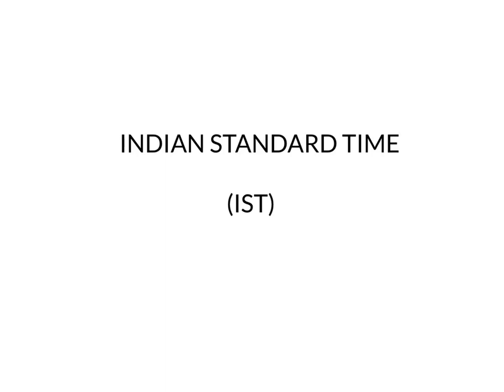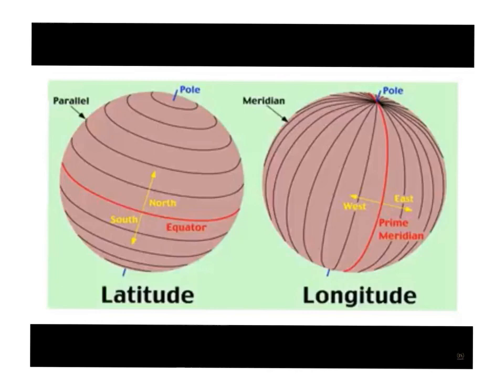In this video we are going to see how IST, that is Indian Standard Time, is fixed at 82.5 degrees east. For that we need to know about the time zones. So let's start with longitudes and latitudes. You know what these are.